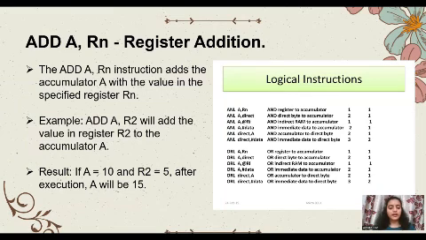Result: if A is equal to 10 and R2 is equal to 5, after the execution A will become 15, because I am adding the contents of R2 to the accumulator A. So A is 10, R2 is 5, and adding both, I get A equal to 15. There are a few instructions like adding a register to accumulator, adding a direct byte to accumulator, and indirect RAM to accumulator. There are many instructions like that.